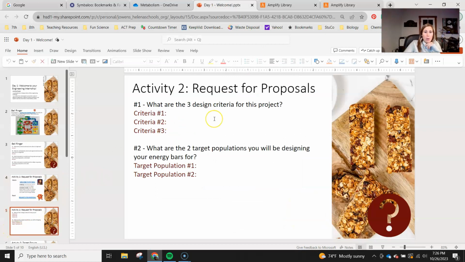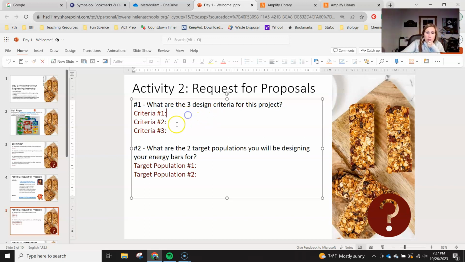Okay, so on slide 5, what are the 3 design criteria for this project? Again, this is going to be how we're judging to see if you guys were able to do the job as an intern. Okay, so what are our 3 criteria here? And then make sure you guys use your own words for all of this. What are the 2 target populations you guys will be designing your energy bar for? So we're going to be designing for different needs based on what these 2 target populations are doing or what their situation looks like. So what are your 2 target populations?